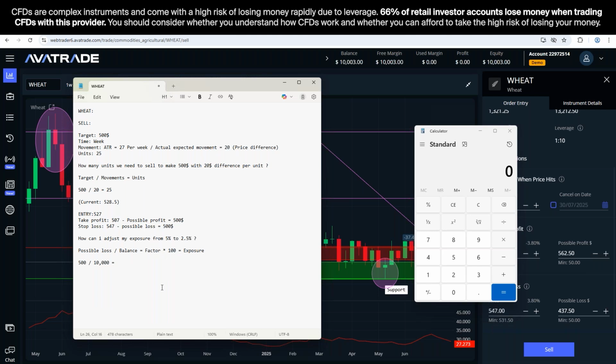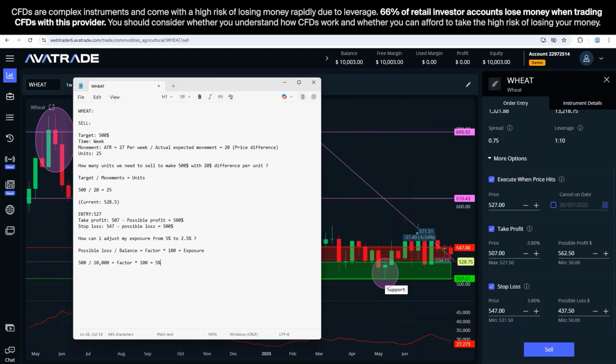Equals factor times 100. Sorry, just a moment, guys. All right, so this equals factor times 100. This is our factor, and if we do this times 100, it gives us 5%. Okay. All right. I hope that this makes sense.